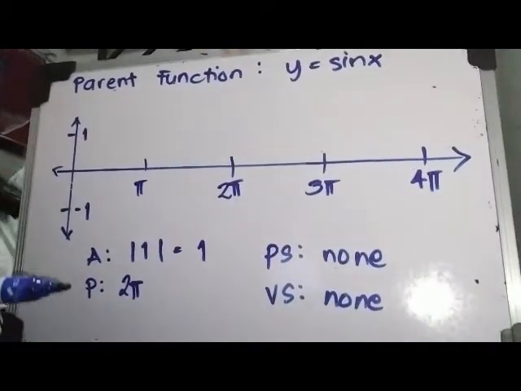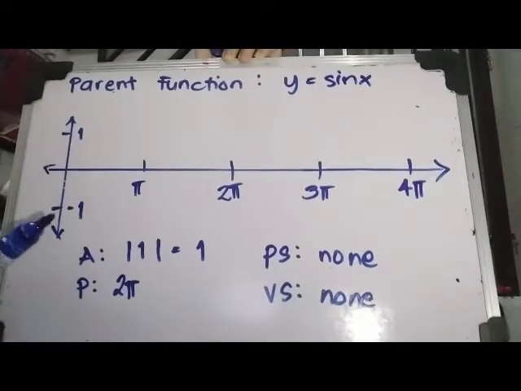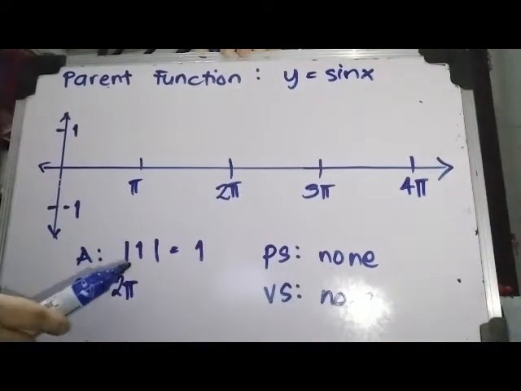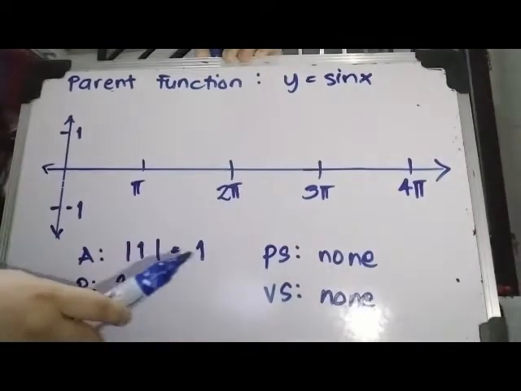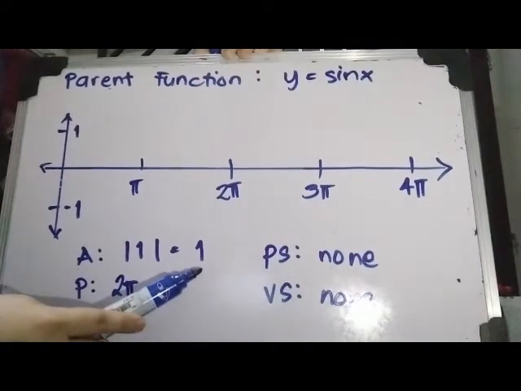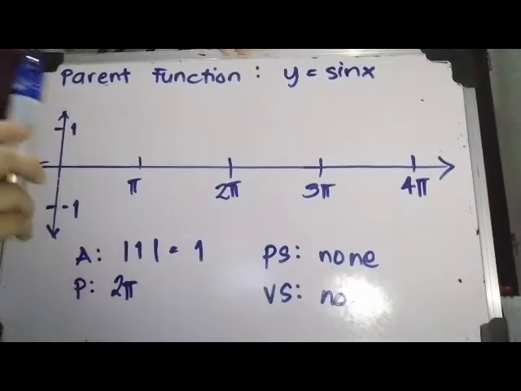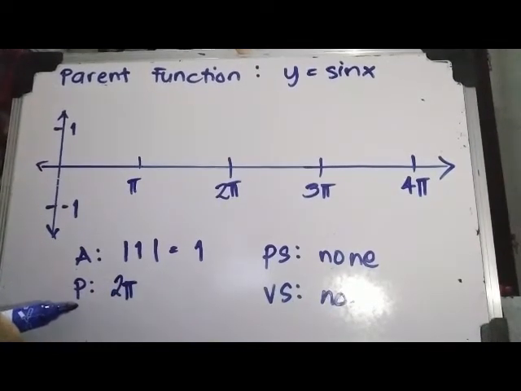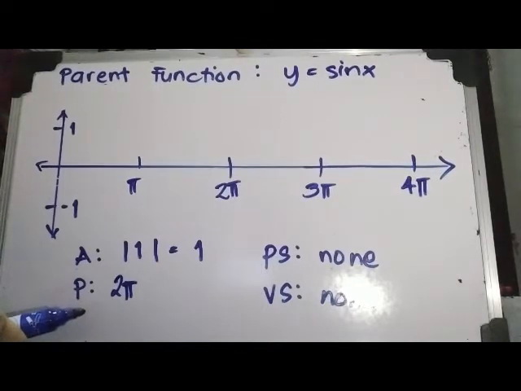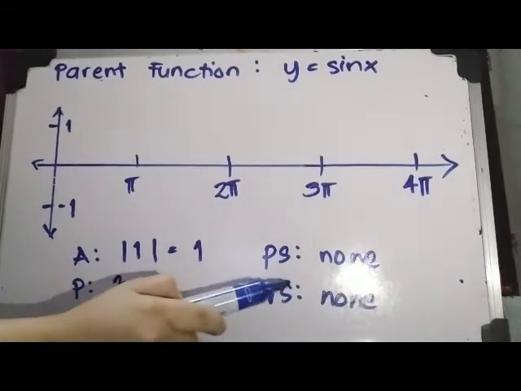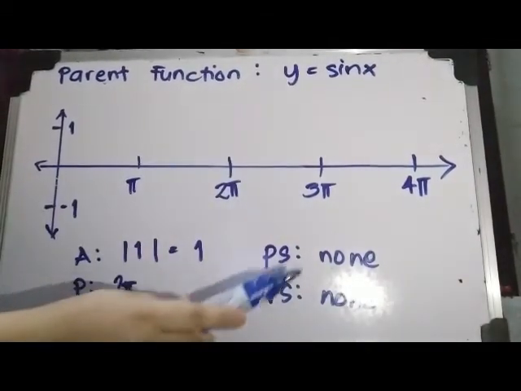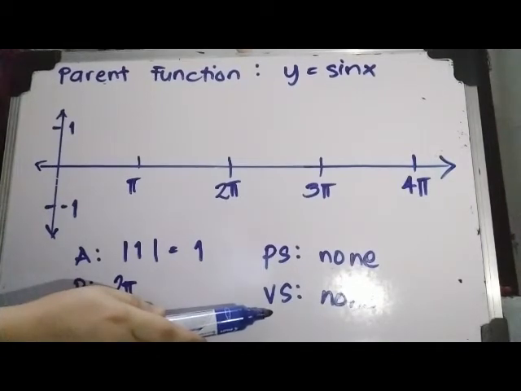So first, let's identify its properties. Its amplitude, of course, the coefficient here is 1, so that is our amplitude. Amplitude is the absolute value of that number, which is a, and the absolute value of 1 is 1. So meaning the height of our wave should be 1 unit from the center line. And then for our period, we know that a trigonometric function has a period of 2 pi. Okay, a complete period of 2 pi. And then for the phase shift, since there is no transformation yet because it's a parent function, our phase shift is none, vertical shift also none.